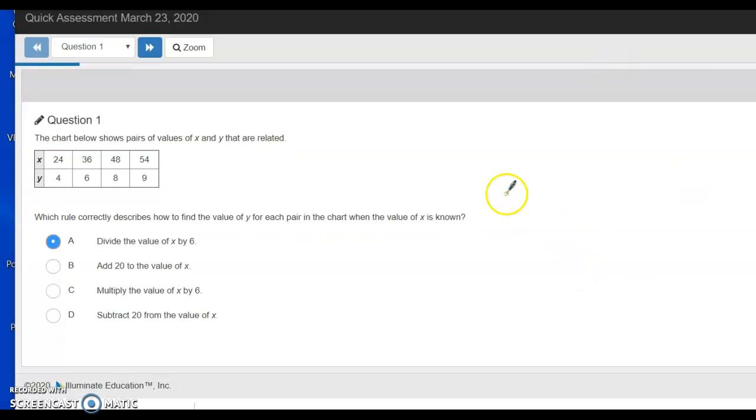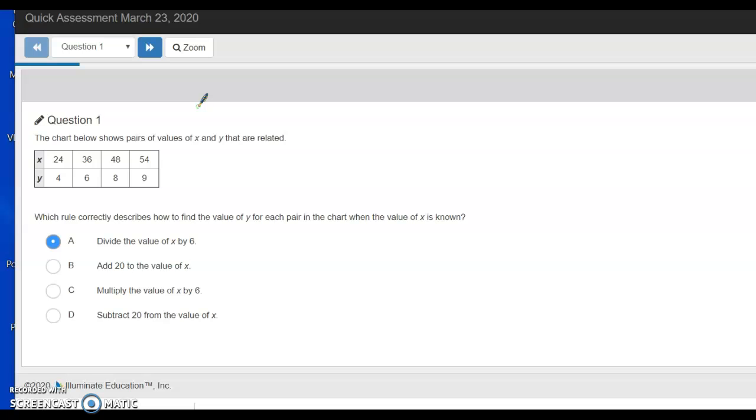So guys, what we're going to do is focus on patterns today. We're going to be looking at each question, and we're just going to go through a couple. If you have any questions after watching the video or during the video, just pause it and send me a message, and I'll be more than happy to go over it again with you.